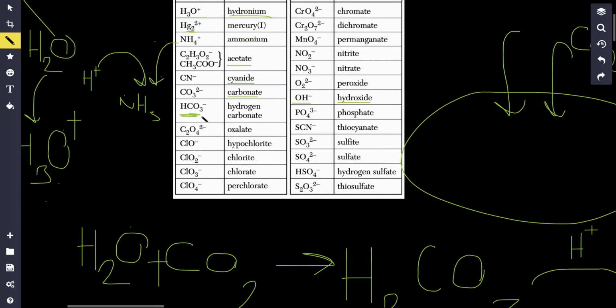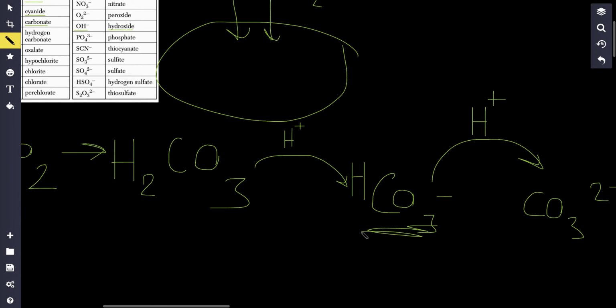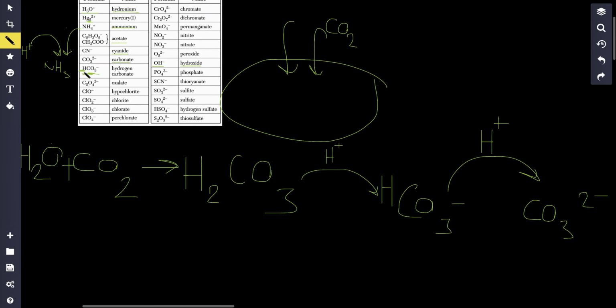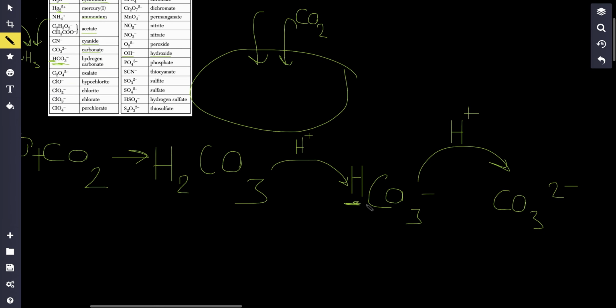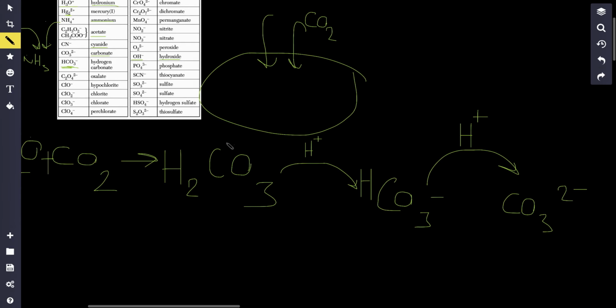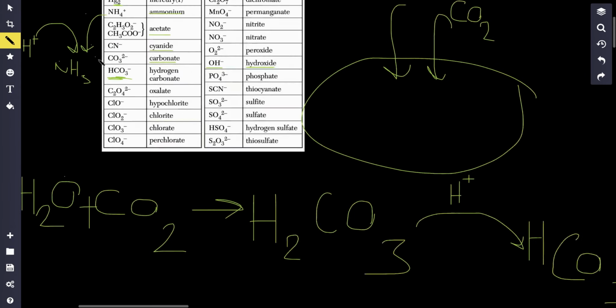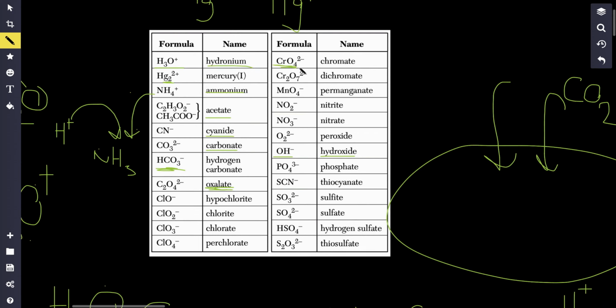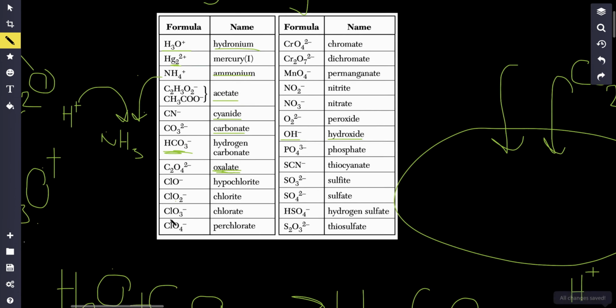Next up, hydrogen carbonate. This is what we talked about here. Whenever you see this hydrogen in front, that gives you a little hint about what that thing is. Now we have oxalate. Don't confuse this with chromate and dichromate. This is not a Cr, this is a carbon, not a chromate. So make sure to look out for that.